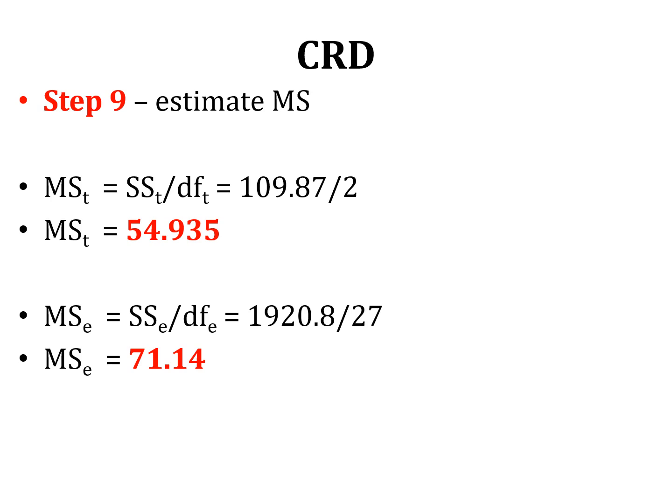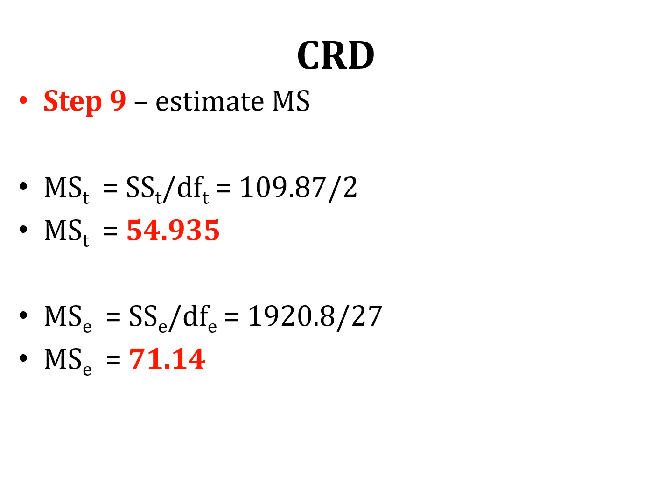54.935. And then we have to calculate the MS experimental error, which is the variance within. For that purpose, we have the sum of squares of experimental error, and this is to be divided by degree of freedom of the experimental error. So we have 1920.8 divided by 27, and the answer is 71.14. So here we have calculated the MS, or the variance, for treatments and for experimental error.